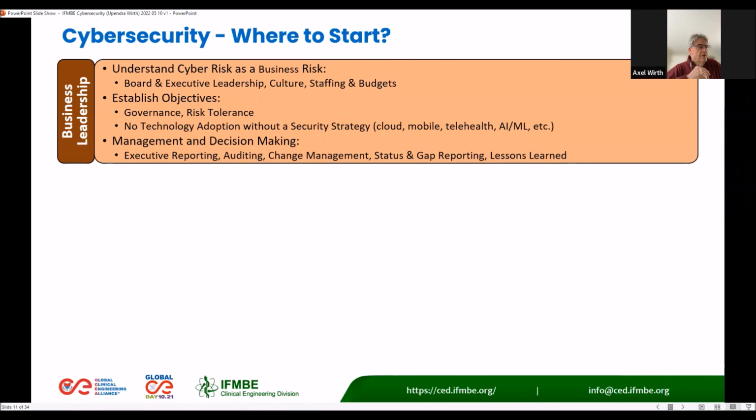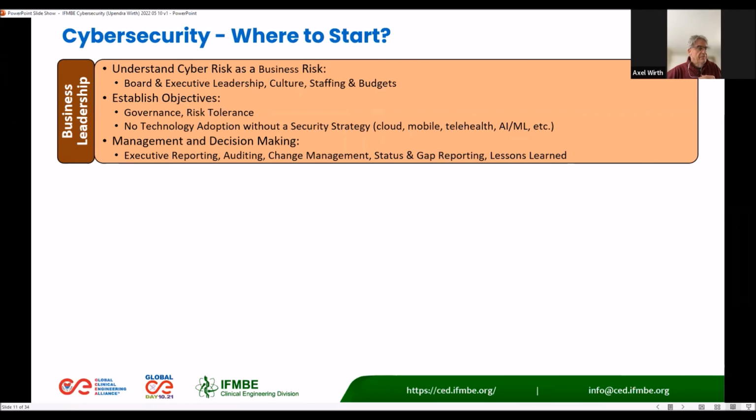You need to have broad support from board and executive leadership, establish a culture of security, and provide staffing and budget for it. You want to establish the right objectives. You want to make sure you establish governance and define what your organization's risk tolerance is. And you want to look at any new technology you're adopting and include the security aspect of that technology. It doesn't matter whether you're moving data to the cloud, adopting mobile devices, telehealth, artificial intelligence. Any of these new technologies cannot be successfully adopted without considering cybersecurity.